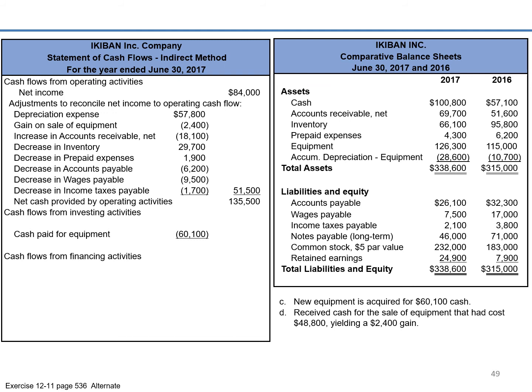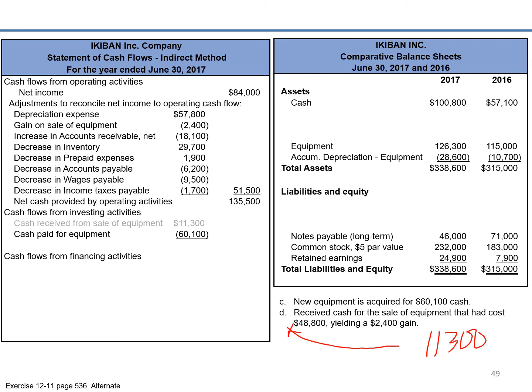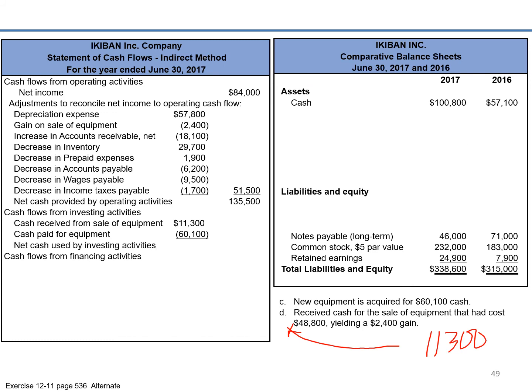All right, so that was a long-winded way. 11,300 is our cash related to letter D. Okay, so you've got your 60,100. We're going to add 11,300 to cash received from sale of equipment. So we have net cash used by investing activities.